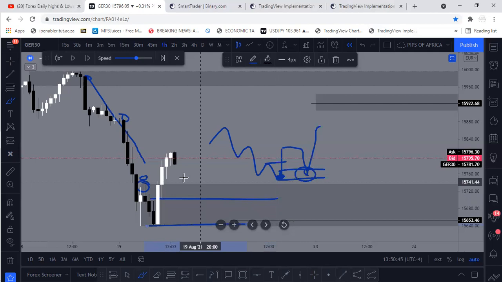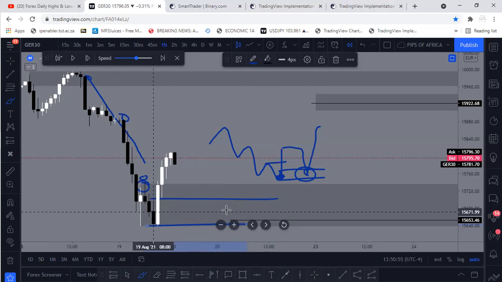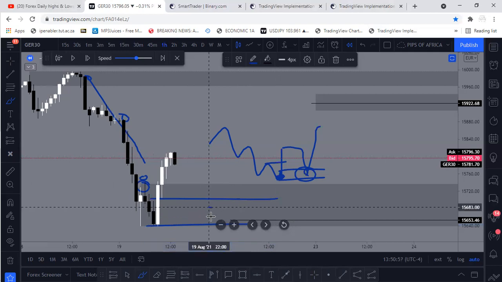So the market maker will then push the price to the downside, mitigating this demand zone here, or this bullish order block. So now we're expecting the market to go back down, mitigating this bullish order block here. So we're expecting to buy the market on this zone.